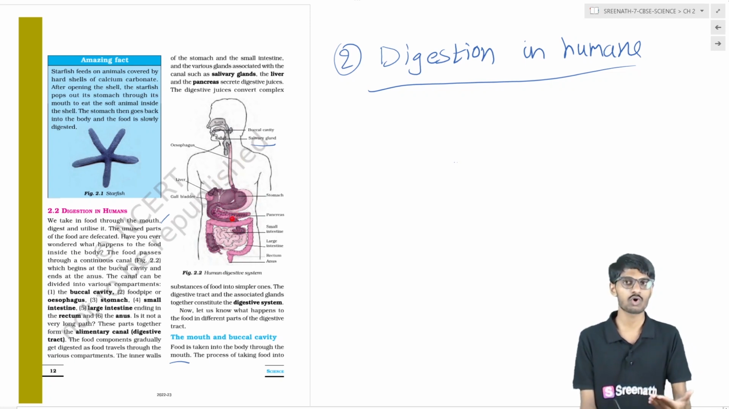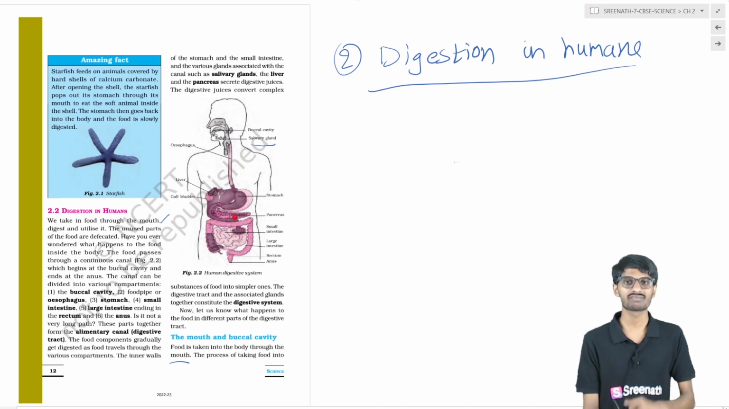At the lower part of the small intestine the food is completely digested, and food is also absorbed at the lower part of the intestine. After that it enters into the large intestine.